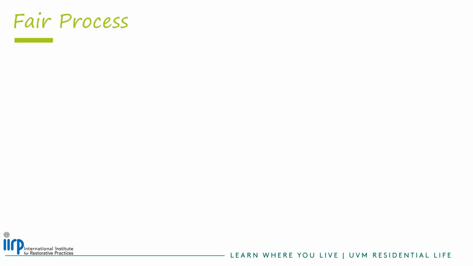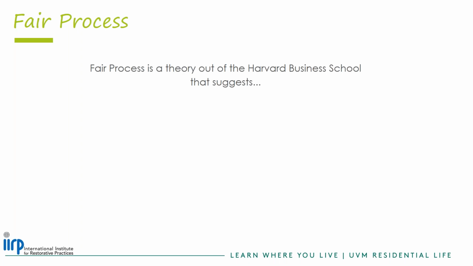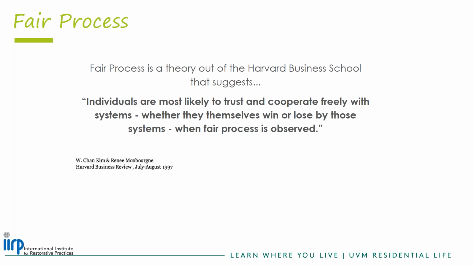Next, when we think about fair process, so reminding of that is how we think about how we engage, especially in decision-making process. So fair process is a theory out of the Harvard Business School that suggests that individuals are more likely to trust and cooperate freely with systems, whether they win or lose by those systems, when fair process is observed. Now, throughout our RA training, we often emphasize that fair process is best used for engaging stakeholders in decisions that most directly impact them.